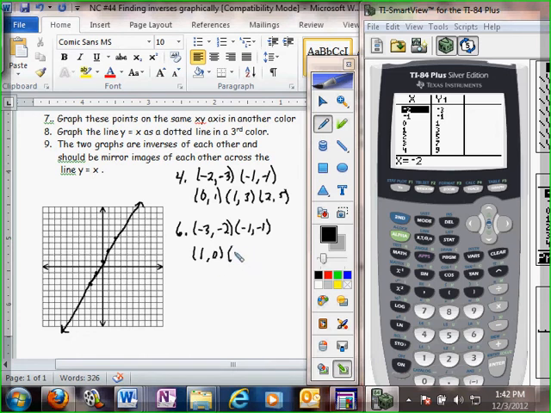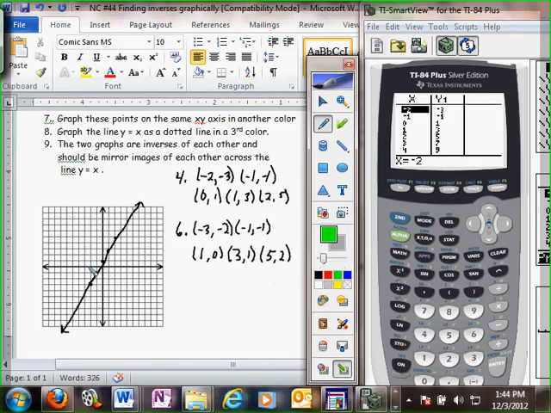Three, 1. And 5, 2. Then I want to plot those in another color. Now, for those of you that may not have colors, what you can do is use a pencil for one color and a pen for another color.